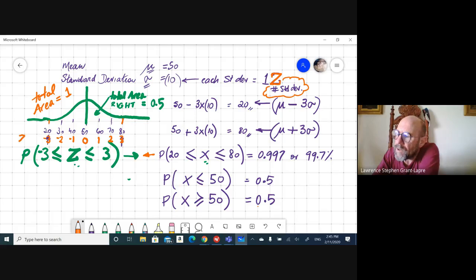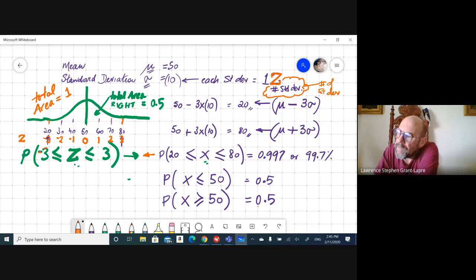Remember, Z score represents the number of standard deviations. One standard deviation above is 60. 2 standard deviations above is 70. 3 standard deviations above is 80. 1 standard deviation below is 40. 2 standard deviations below is 30. 3 standard deviations below is 20. Is that clear?